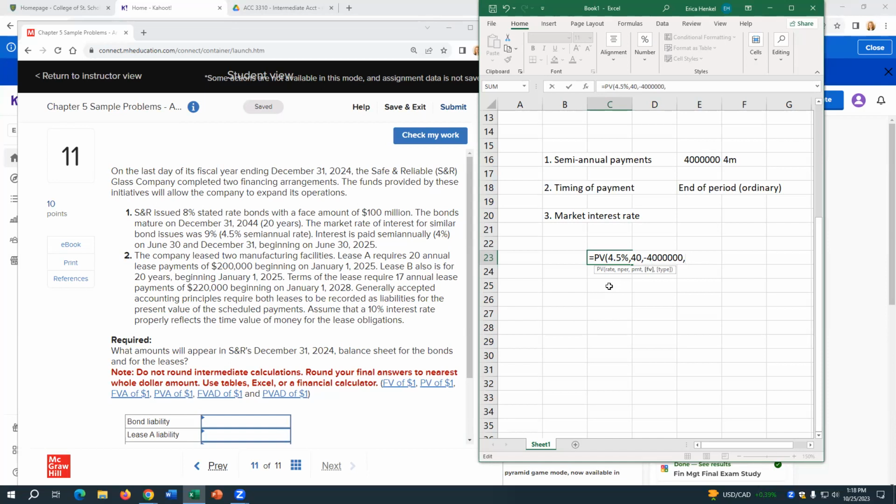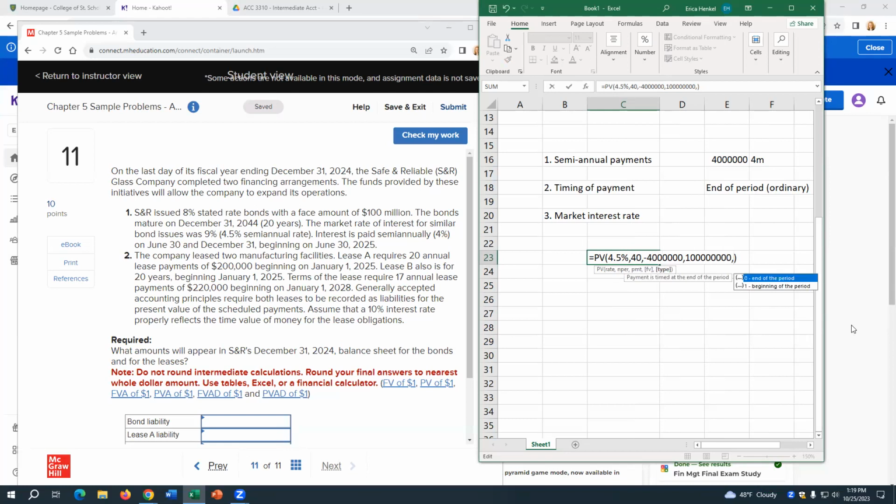Is your future value 100 million then? Or do you not have a future value? Yep, the future value is what you have to pay at the end. So we're also going to put that in there as a negative too, because we're paying the interest out periodically, and then we're paying the balance due at the end. So 100 million, and then we already determined the period there. Whoops, that's not right. 4.5%, 40 periods. Make sure I got the right rate and the number of periods. What did I do there? Hold on. Make sure I got the, so end of period.